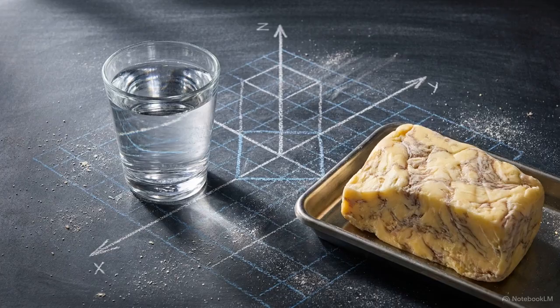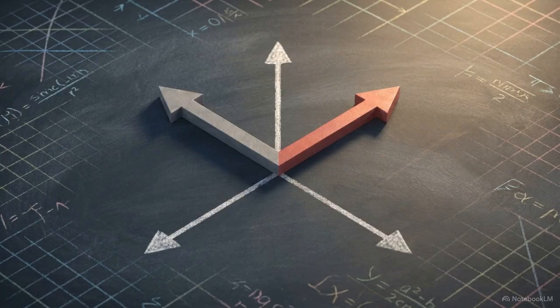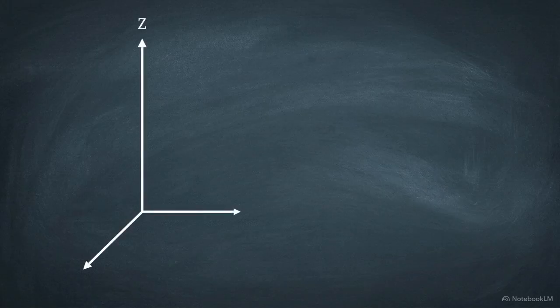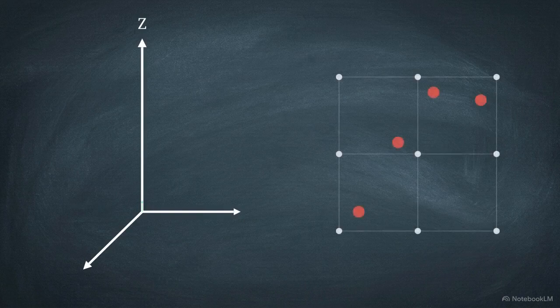To tell the difference between tissue types like fat and water, we have to stop thinking about a single measurement of decay and instead track these two orthogonal vectors independently. Let's isolate the vertical z-axis to examine the spin lattice mechanism.